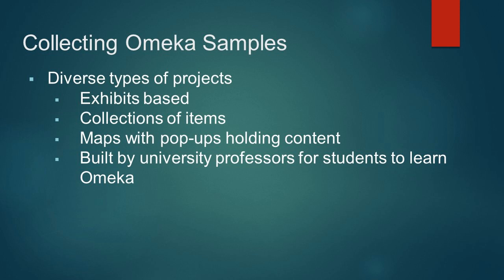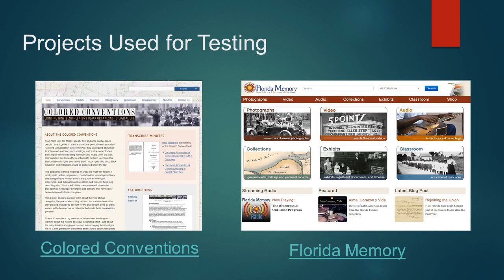And for our purposes, we decided to focus on the collection and exhibit-based sites, mostly because they tended to have a well-developed project with enough variety within them to test how those elements affected the web scraping. So these are the two that I tested the most. The first is Color Conventions, which is still being updated. So it's very much active and alive.